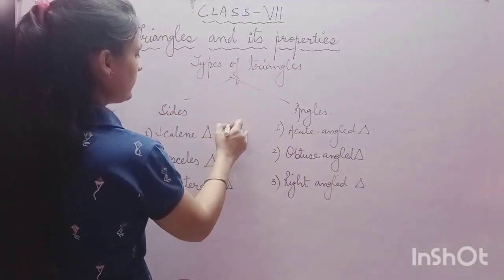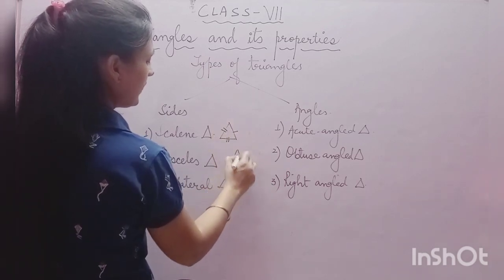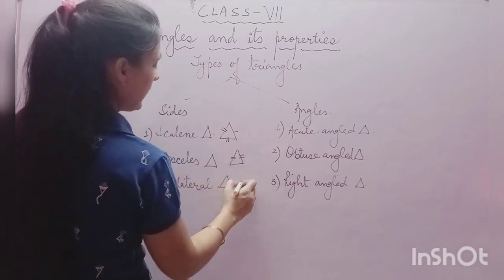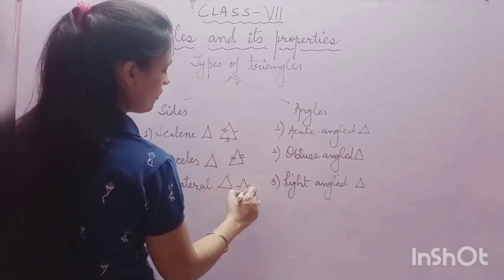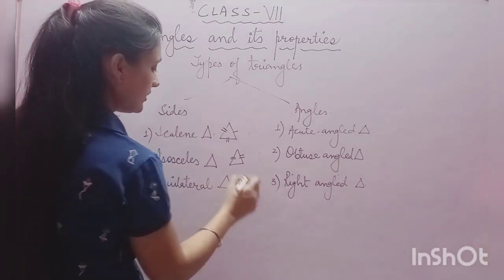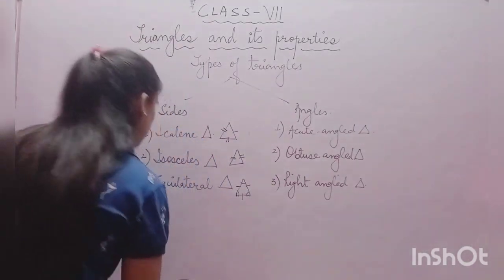So scalene triangle, in which we can say all the sides are different. Isosceles triangle, in which two sides are equal, and equilateral triangle, in which all sides are equal and even all angles are equal, right? So don't worry, I'll explain it more so you'll understand.